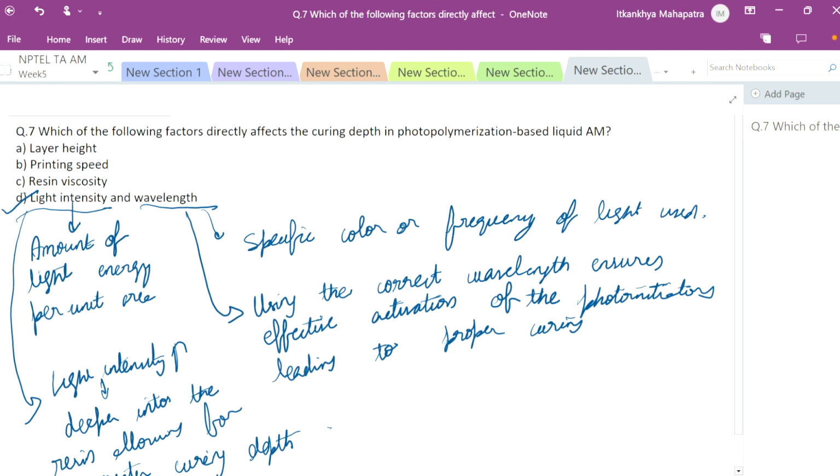Okay, so what happens with layer height? Layer height refers to the thickness of each individual layer in the 3D printed object, and this affects the resolution and overall geometry of the printed part, but it doesn't influence the curing depth. Printing speed can affect the exposure time of each layer and the overall printing process, but it's not a primary factor that directly influences the curing depth. And resin viscosity can impact the flow and behavior of the resin during printing, but again, it doesn't determine the curing depth.